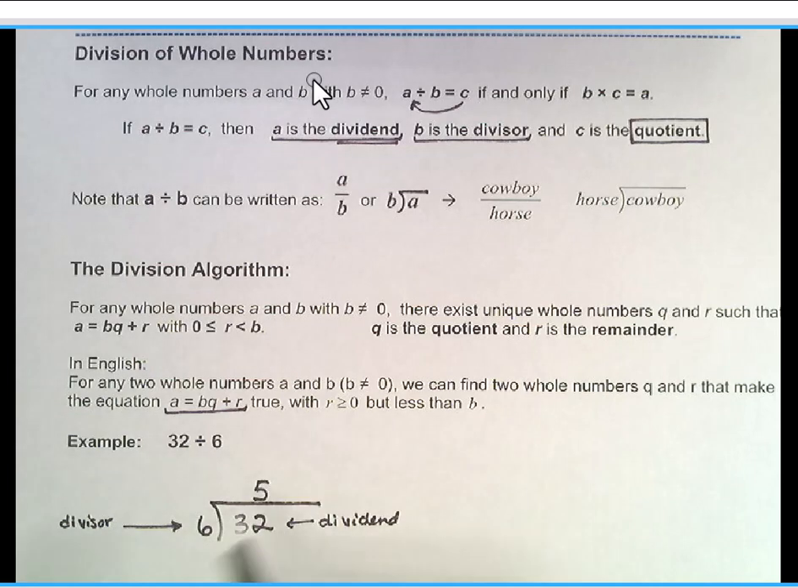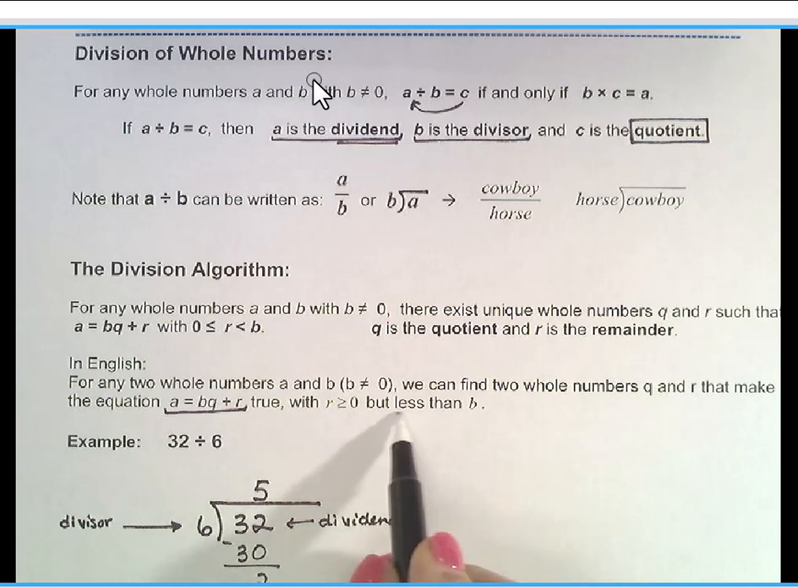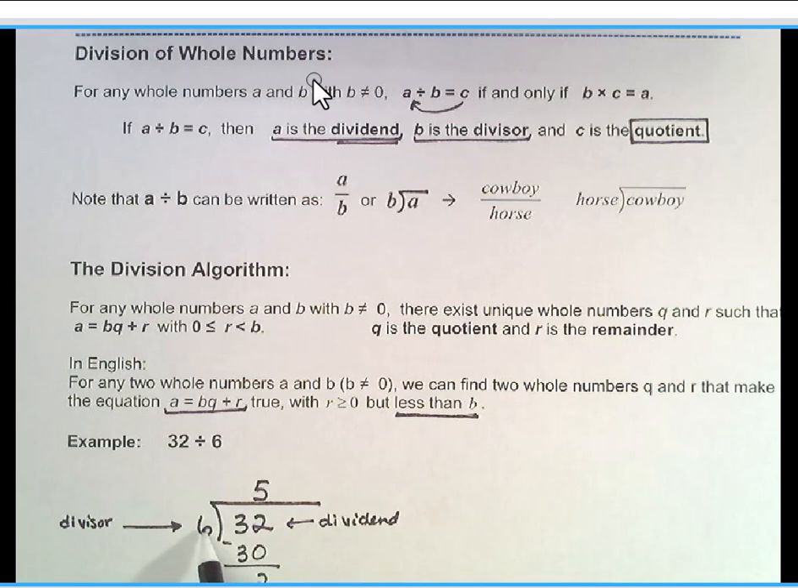The way you do long division is you divide, then you multiply. 5 times 6 is 30. And you subtract, and we get 2. Normally if you had more digits, you would bring them down, but we're starting off with a nice simple whole number example. So 6 cannot divide into 2. Do you see how 2 is smaller than the divisor? That's what they mean by less than b. When this remainder is smaller than 6, you know you're done. So this is your remainder.